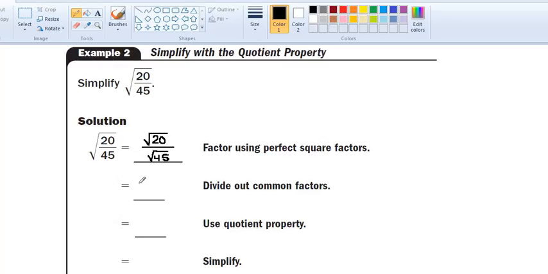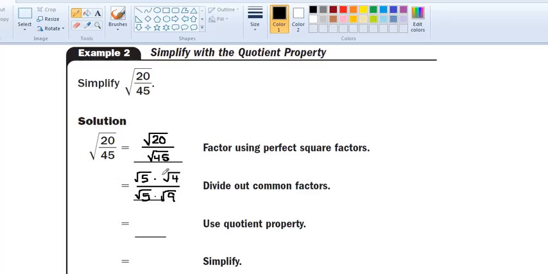Okay, now here's how we can mess around with this a little bit. Think about what times what equals 20. And I'd probably go with square root of 5 times square root of 4. And then we're going to try to see if we can figure out something that might work for 45 that hopefully has a perfect square in it. So if you think about this, I might do square root of 5 times square root of 9.